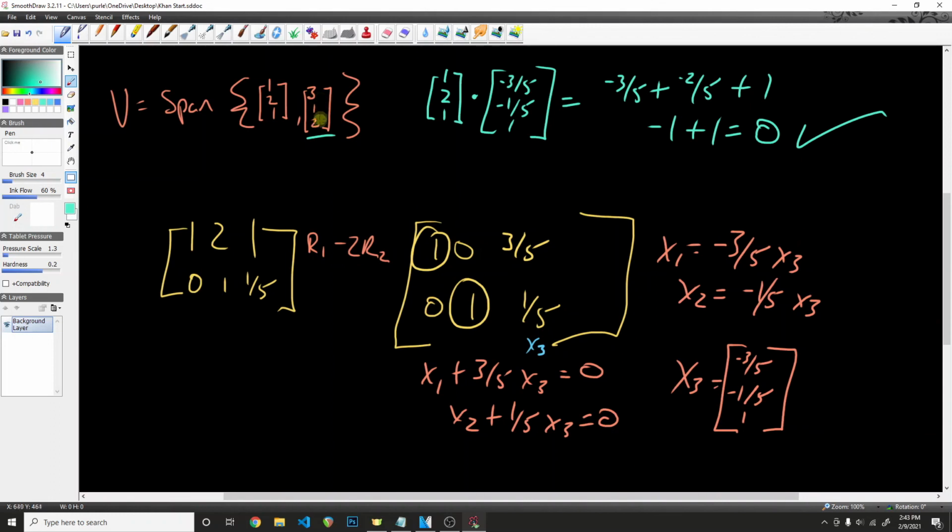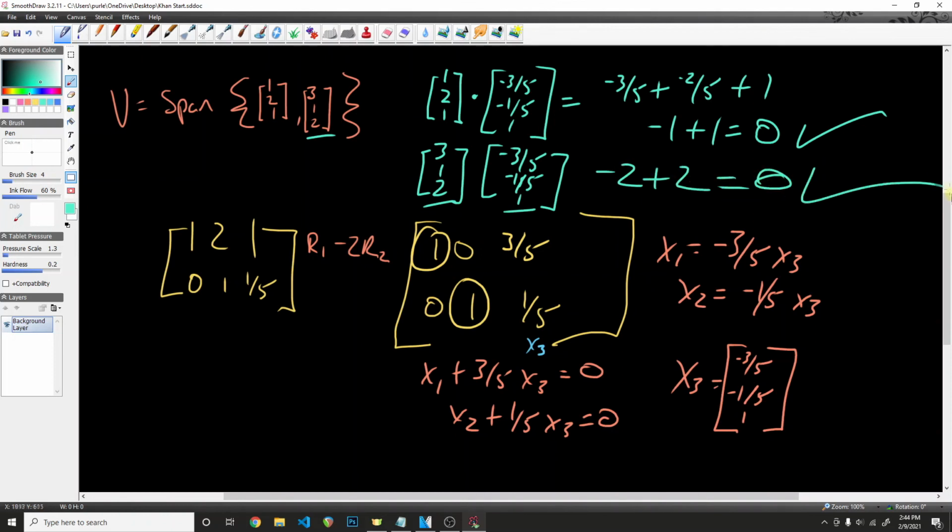We can do the exact same thing with 3, 1, 2. So 3, 1, 2, negative 3 over 5, negative 1 over 5. Now I'm not going to write it all out, but we have 3 times negative 3 over 5. That'll give you negative 9 over 5. And then 1 times negative 1 over 5, so that'll be a total of negative 10 over 5 when you add those two together, which is the same thing as negative 2, and then here we have 2 times 1, so that'll be negative 2 plus 2 is equal to 0. And we can see that we have our correct answer.